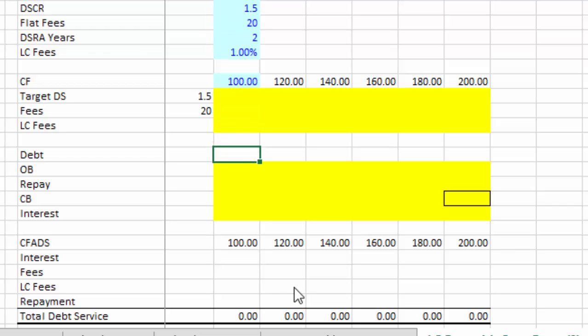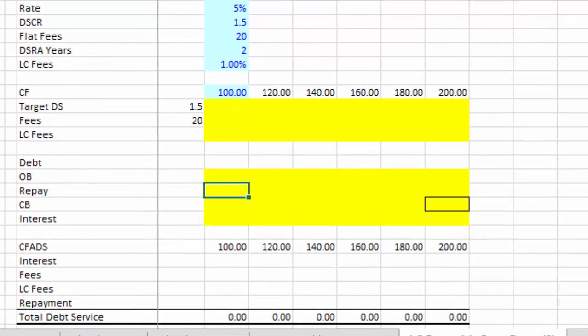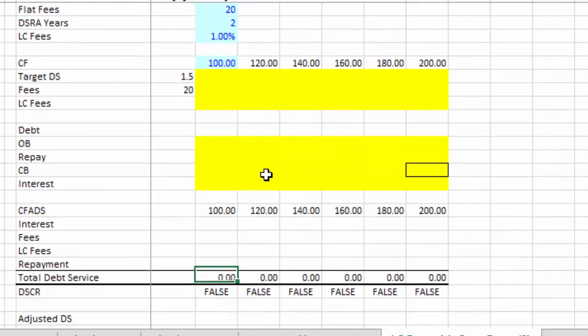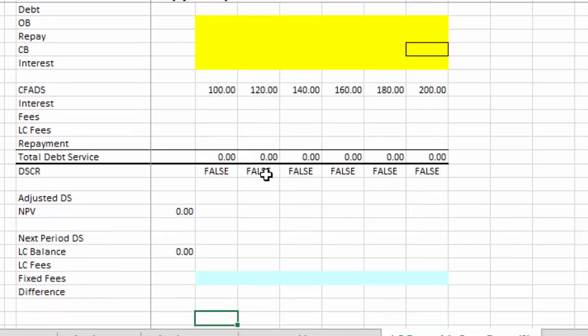Okay, and then we'll work through the debt and see that our repayment still has to have this repayment function where it's the target debt service minus the interest minus fees and all that stuff. And then we'll get the closing balance and the interest and all that. And then we'll just put these back really quickly to show you that the LC fees, if they're part of the denominator of the debt service coverage ratio, they create the mess.